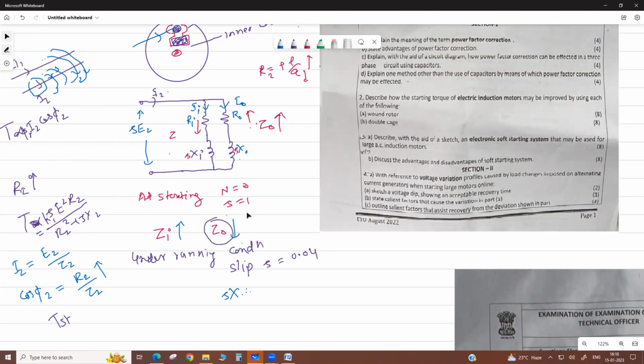So overall impedance is changed. In running condition it has a low resistance. And at starting there is high resistance, but the overall impedance is low.